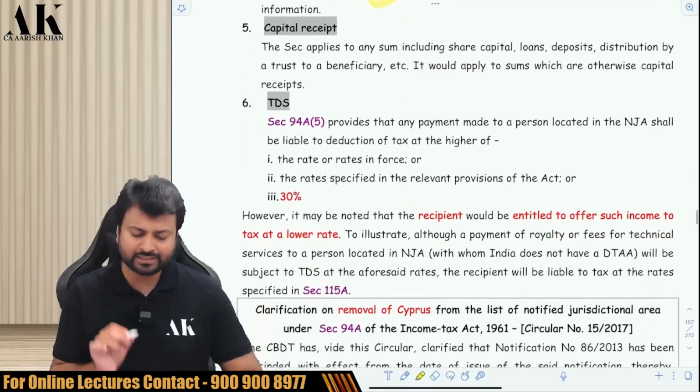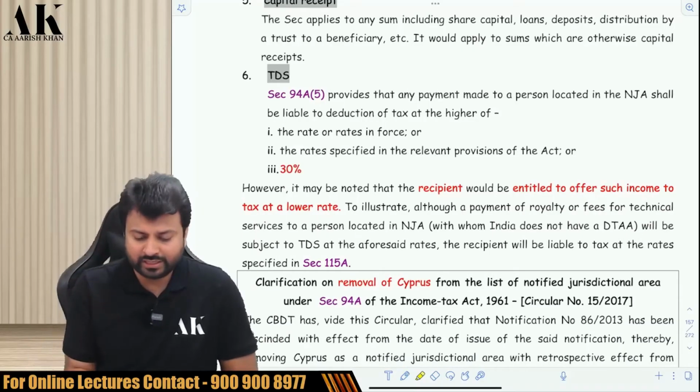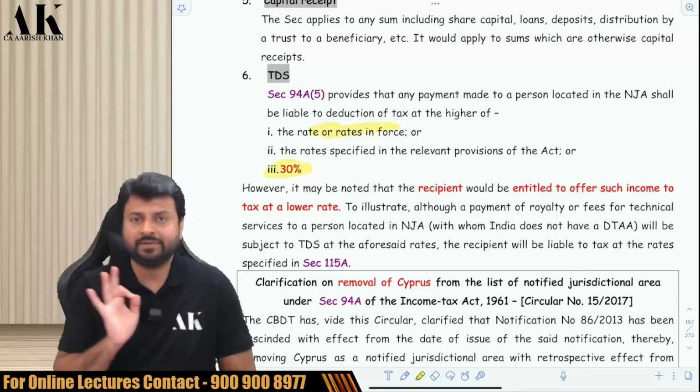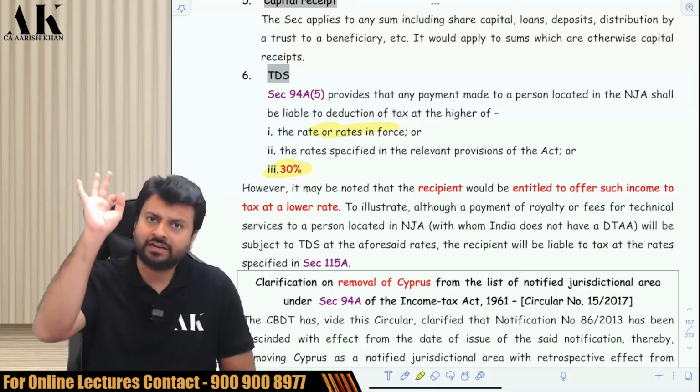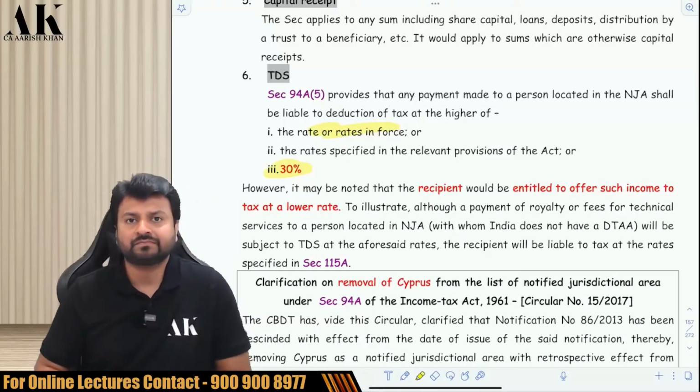And last but not least, this is a very important provision over here. If you are making payment to any person located in NJ, you are going to deduct TDS at 30% or the actual rate, whichever is higher. So even if the other person's tax rate is 10%, you are supposed to deduct TDS at the rate of 30% only, or the actual rate, whichever is higher.